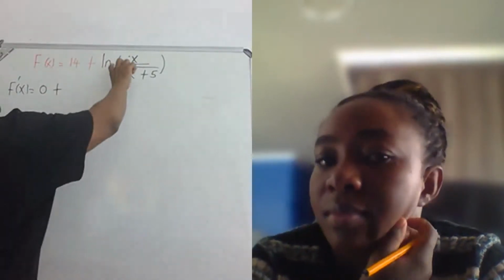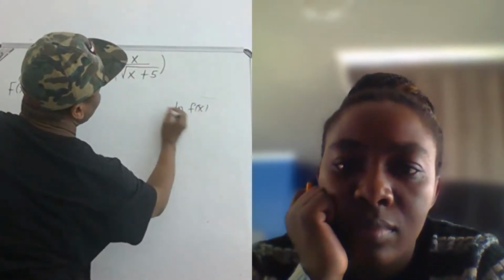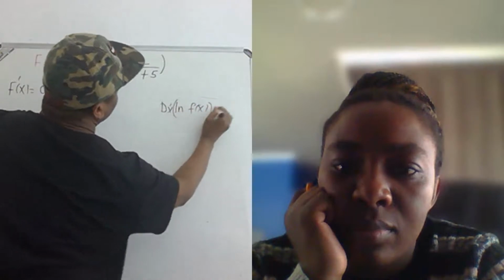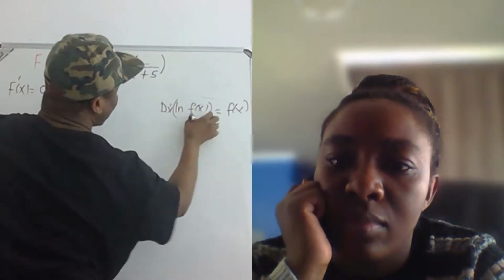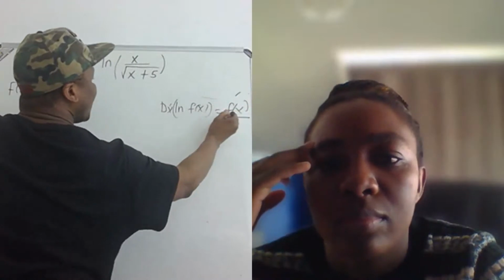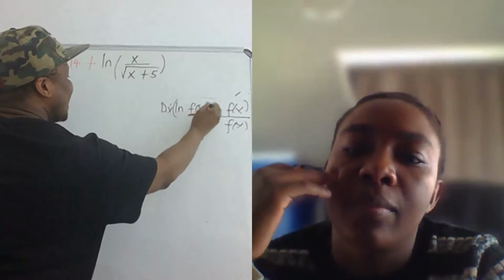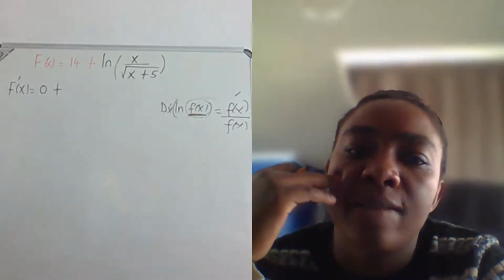Remember, if you have a log of a function, what do we say? To differentiate, take whatever is in front of the log, differentiate it. It will give us f prime, and then you put it over f of x. Everything which is here must be differentiated. So we're going to apply the same rule here.